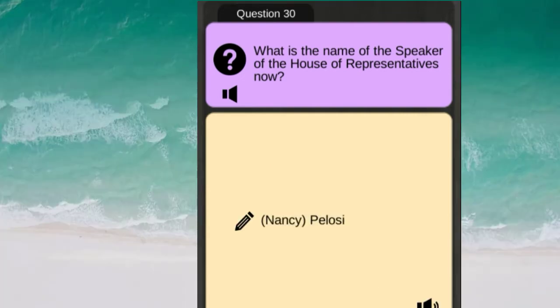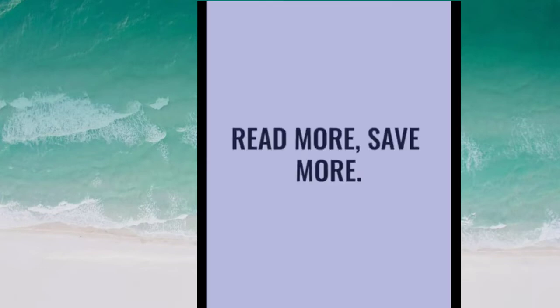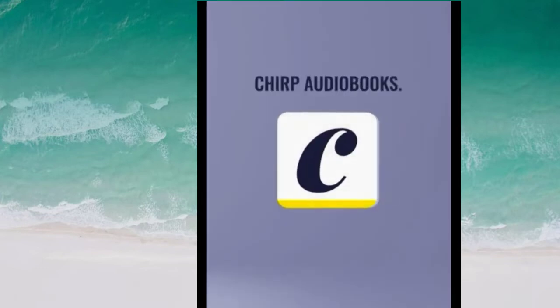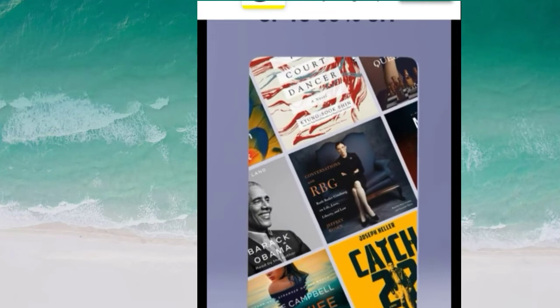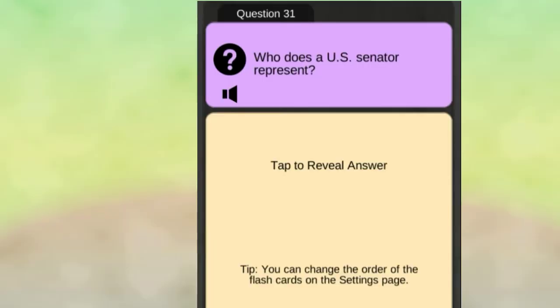Nancy Pelosi. Hey Mom, can you help me do the diaper? Put the diaper of Elmo.